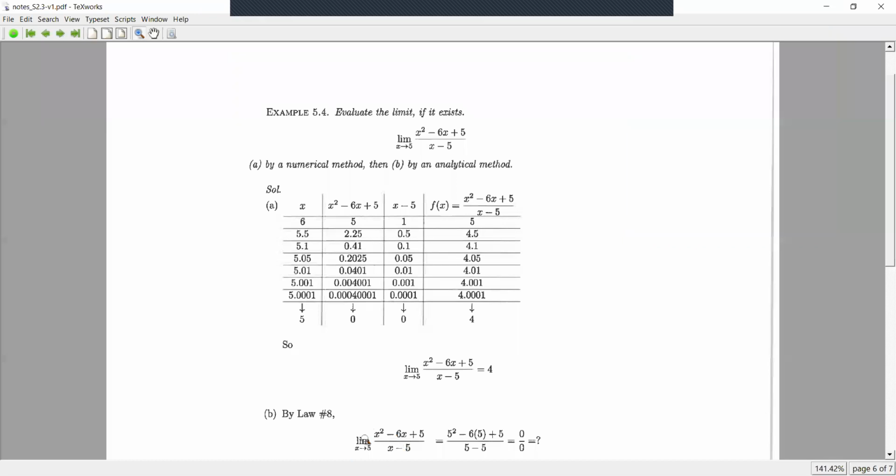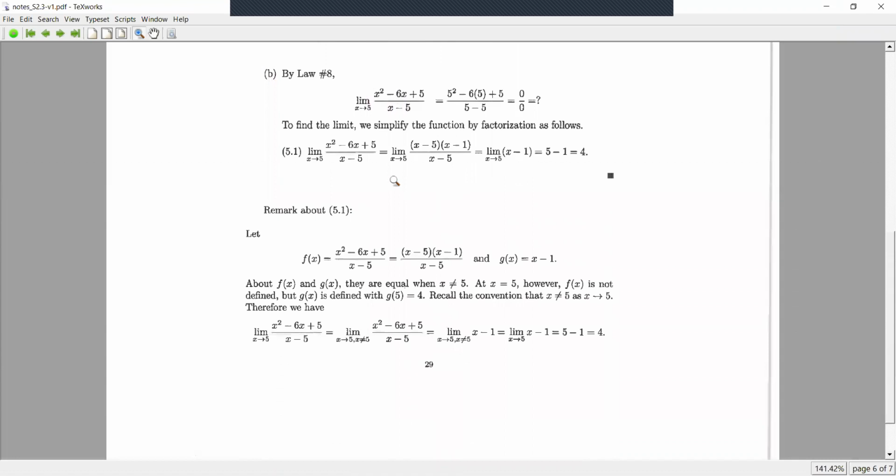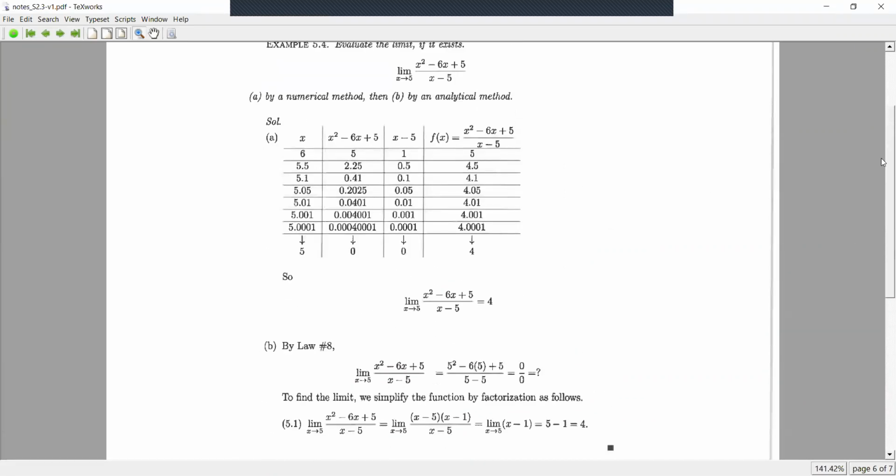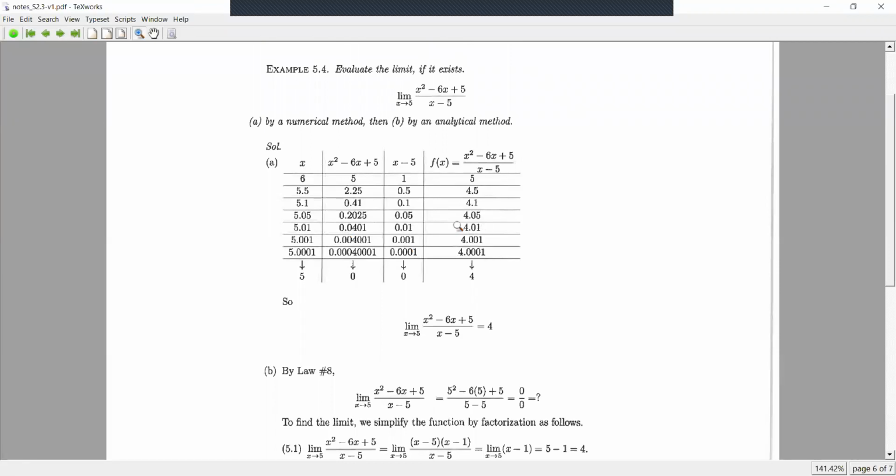Now, go back to the solution to part B. To find this limit, I plug in the number 5 in x. Then I have this number. This number is 0 over 0, not computable. Some people may then suggest that this limit doesn't exist. But from part A, by a table, we have seen that the limit exists.